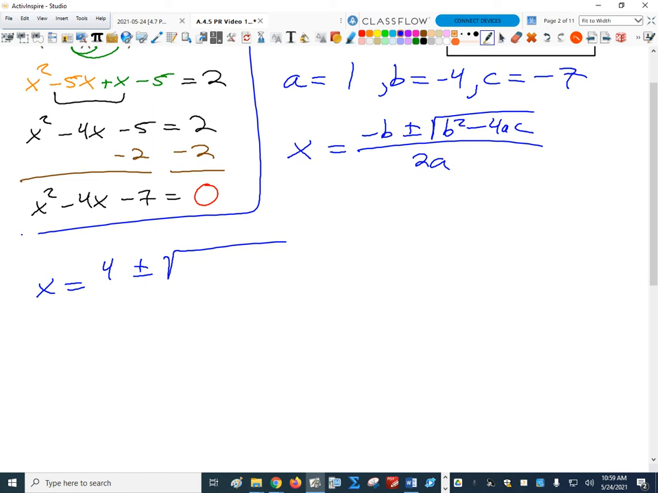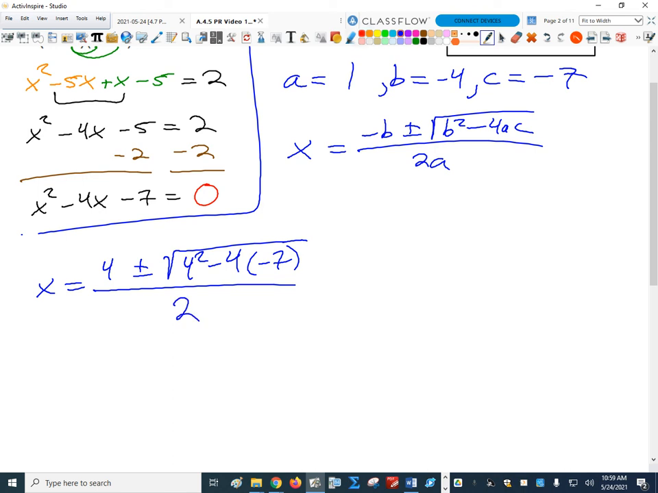Not have a negative, just square the positive, and then you'll never make that mistake, right? So we'll just square positive b. So we get 4 squared minus 4 times 1, which I won't even write, times negative 7, good, all divided by 2 times 1, which is 2, right?